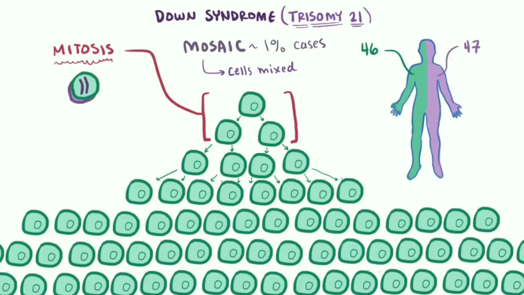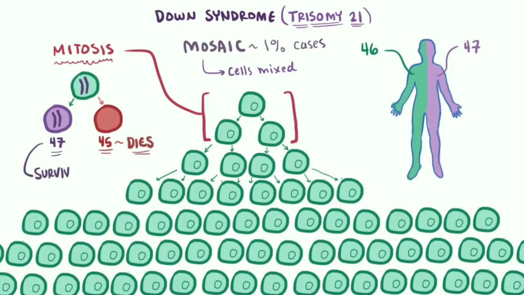Non-disjunction of chromosome 21 can also happen during mitosis, in which case you would end up with one cell that has an extra chromosome 21 and one without, so one with 47 total chromosomes and one with 45. The cell with 45 chromosomes is not able to survive, but the one with 47 does survive and continues to replicate and produce more cells with 47 chromosomes. If this happens early on in development, then you can imagine that a lot of cells down the line can have 47 chromosomes. If it happens later on, then fewer cells will have 47 chromosomes.